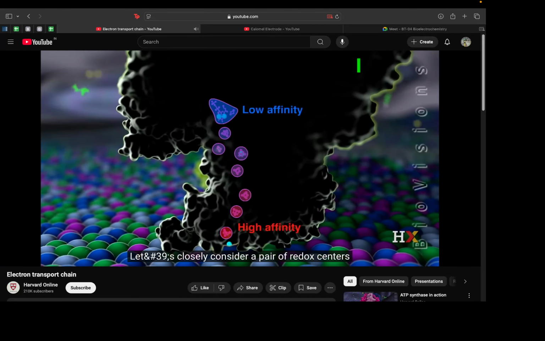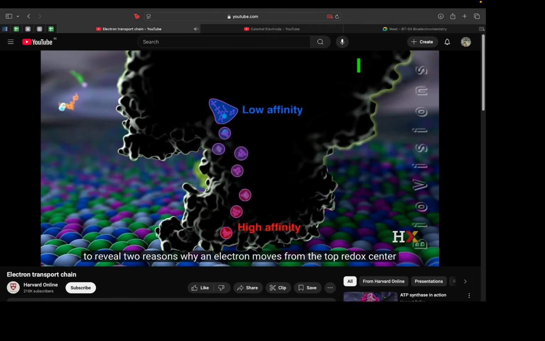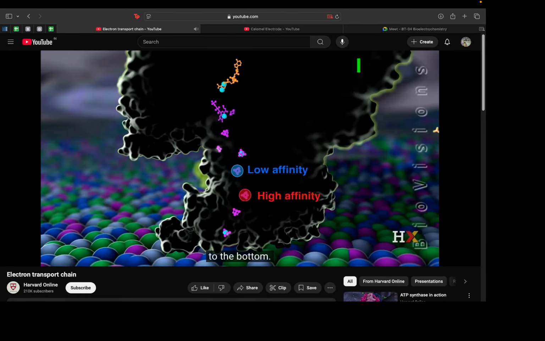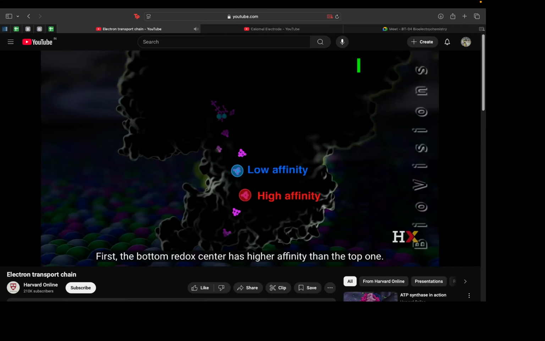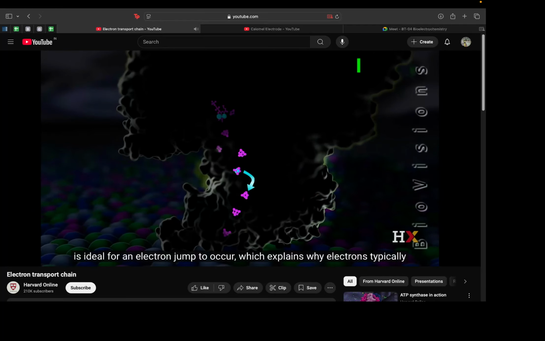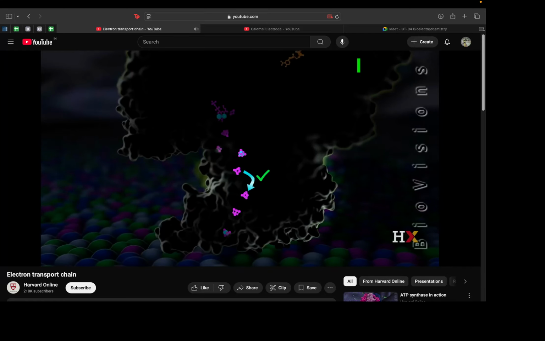Let's closely consider a pair of redox centers to reveal 2 reasons why an electron moves from the top redox center to the bottom. First, the bottom redox center has higher affinity than the top one. Second, the distance between these adjacent redox centers is ideal for an electron jump to occur, which explains why electrons typically don't bypass the bottom redox center.